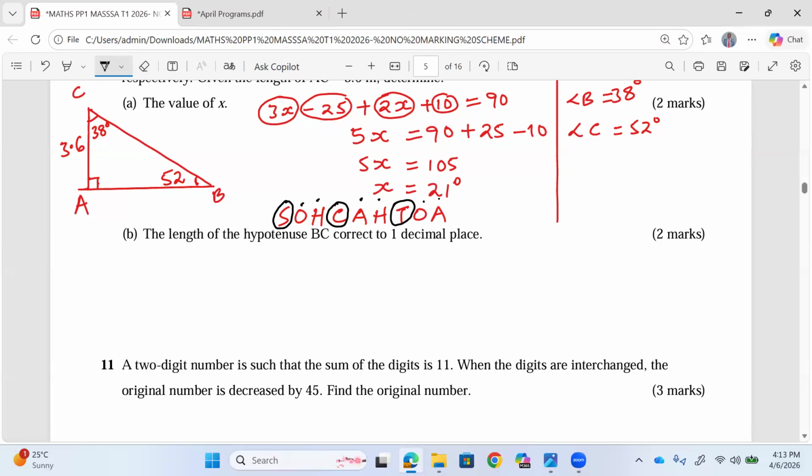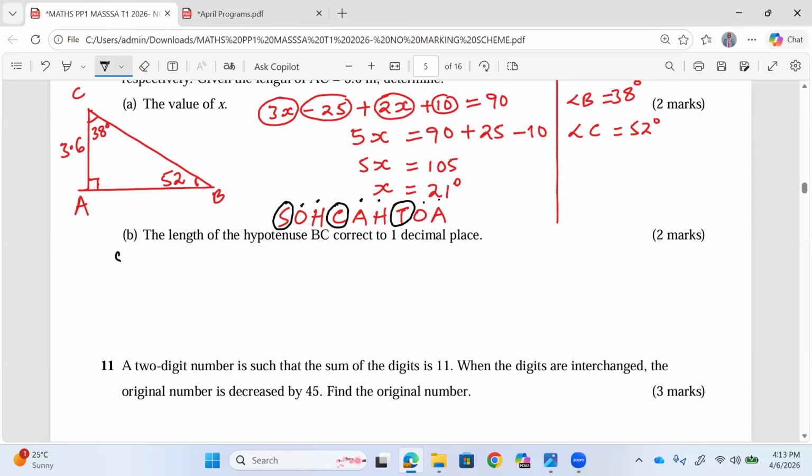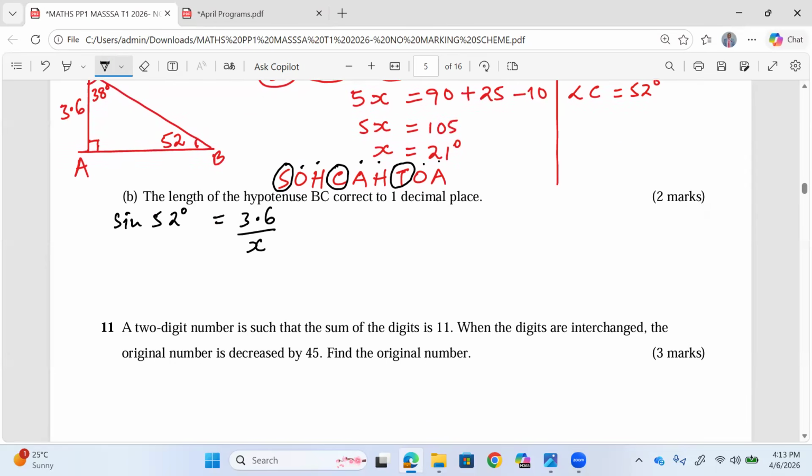So we can now specialize with the two which use the hypotenuse. Now, if we use 38, then 3.6 is adjacent. So we apply cosine. If we use 52, 3.6 is opposite. So we use sine. So can we say the sine of 52 degrees is given by the opposite length out of the unknown hypotenuse? We can let it be x.